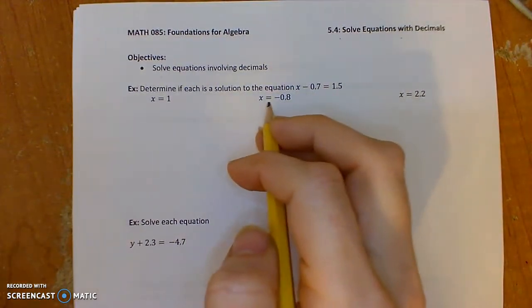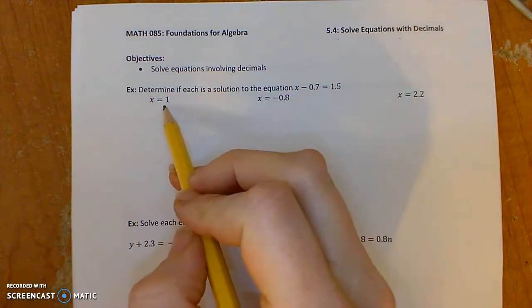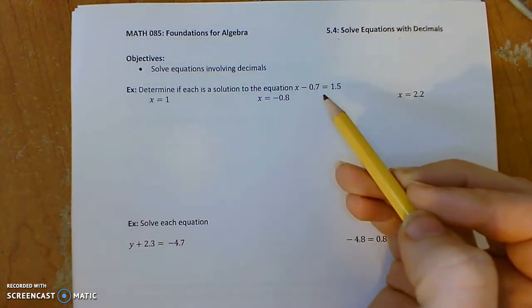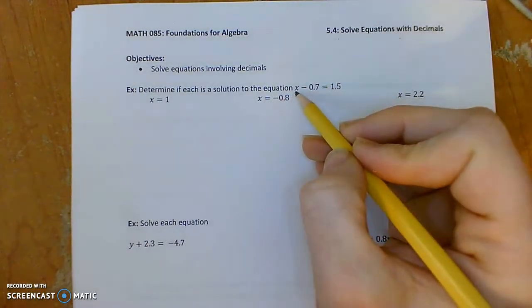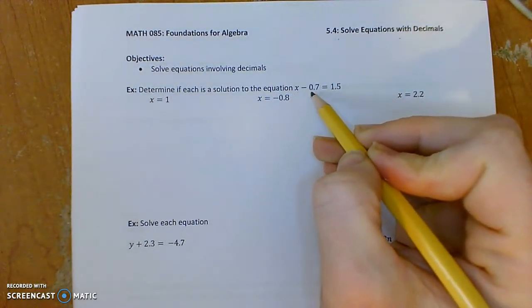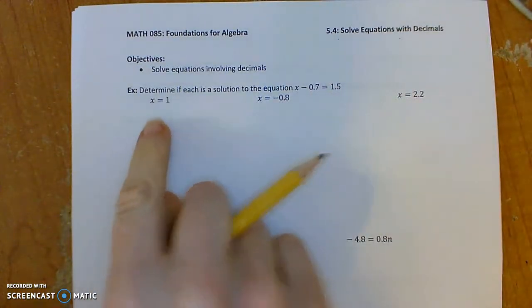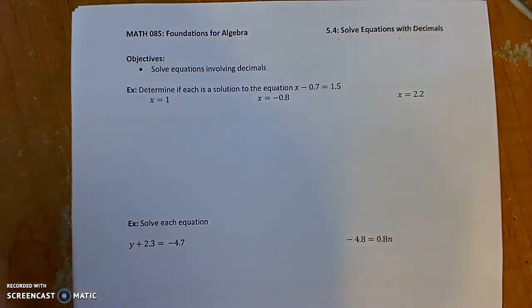Like, what is a solution to an equation? So, a solution to an equation is a value that you can substitute for the variable, which turns the equation into a true statement. So here I have the equation x minus 0.7 equals 1.5. And let's determine if each one of these values for x is a solution to the equation.